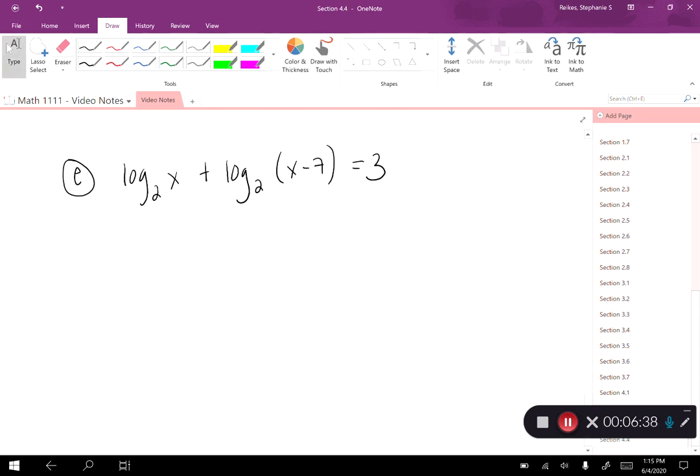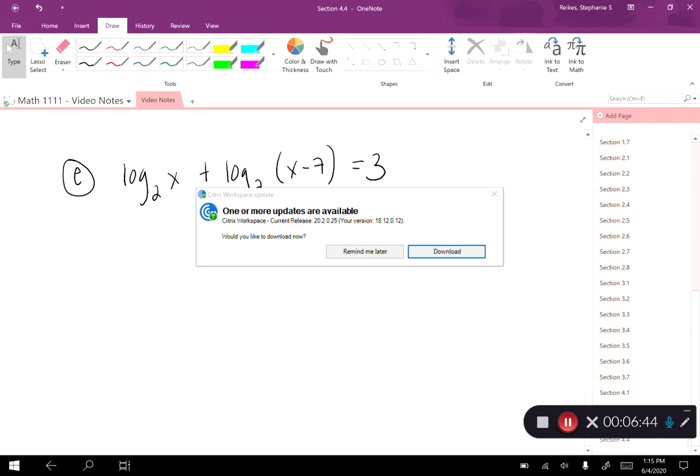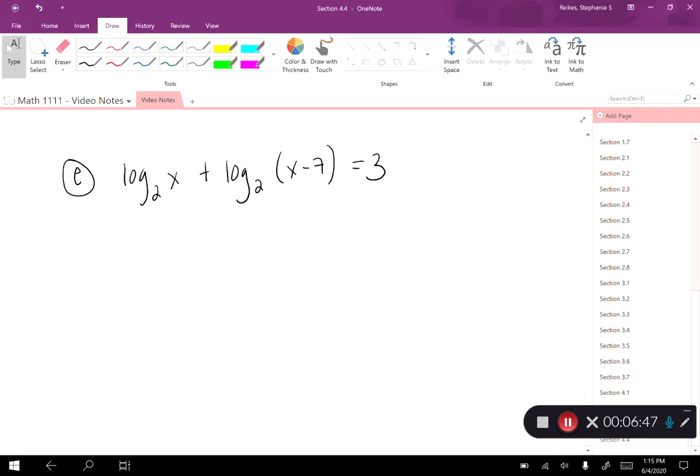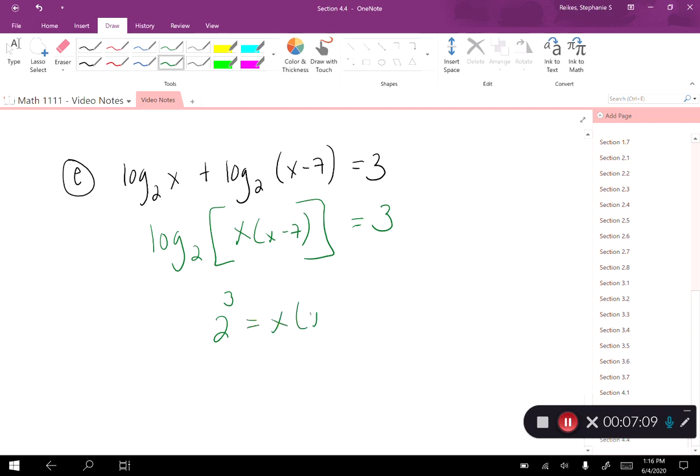And one last example. Let's solve log base 2 of x plus log base 2 of x minus 7 equals 3. First thing we need to do is condense the logarithm. So 2 logs adding is going to become multiplication. So that's log base 2, bracket for clarity, x times x minus 7 equals 3. Now convert from logarithmic to exponential form. That's 2 cubed equals x times x minus 7.